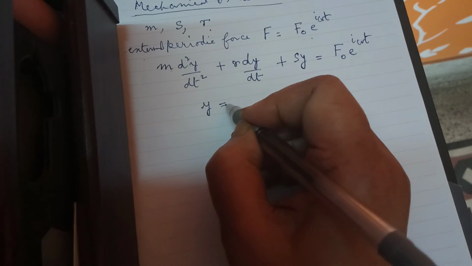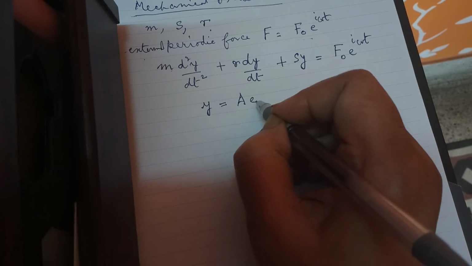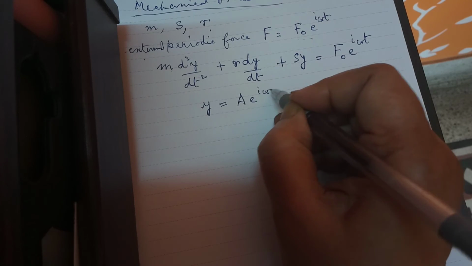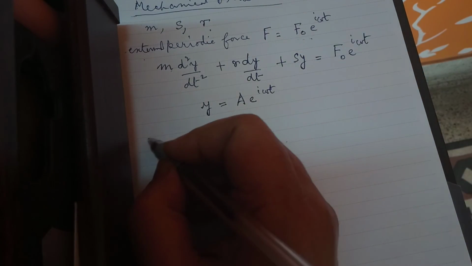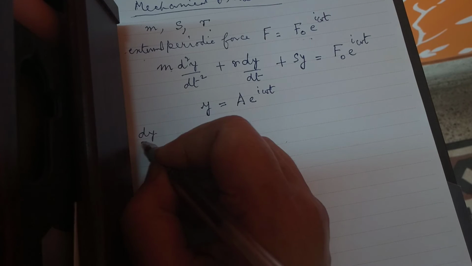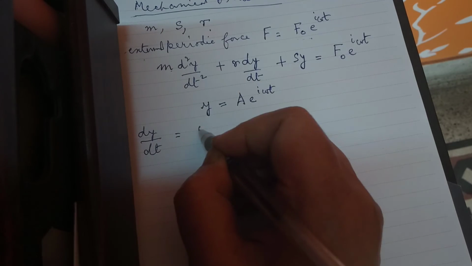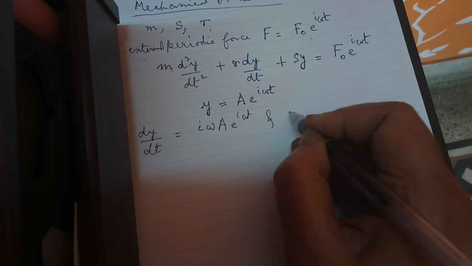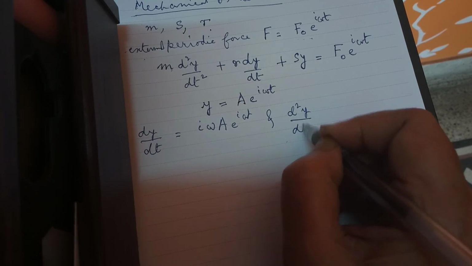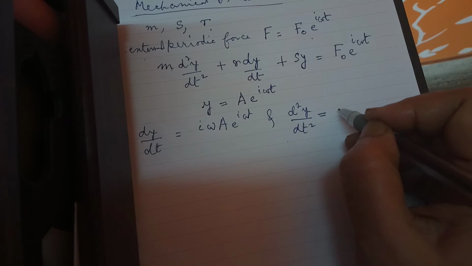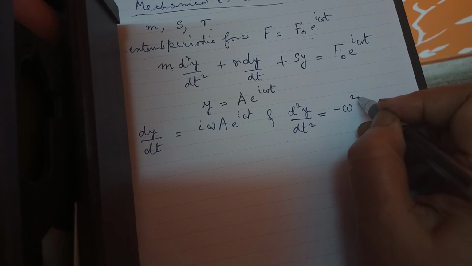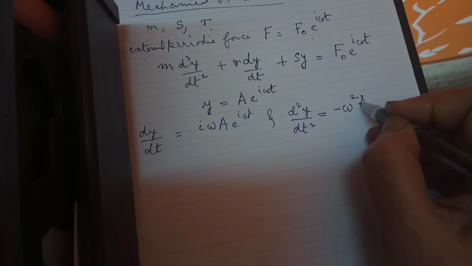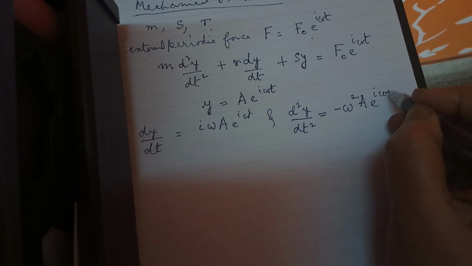So now suppose, as we have done before, the displacement y is equal to a e to the power i omega t. Then dy/dt is equal to i omega a e to the power i omega t, and d2y/dt square is equal to minus omega square a e to the power i omega t.